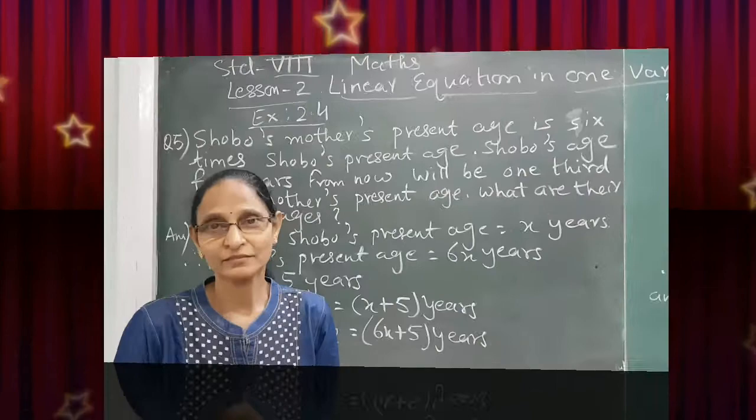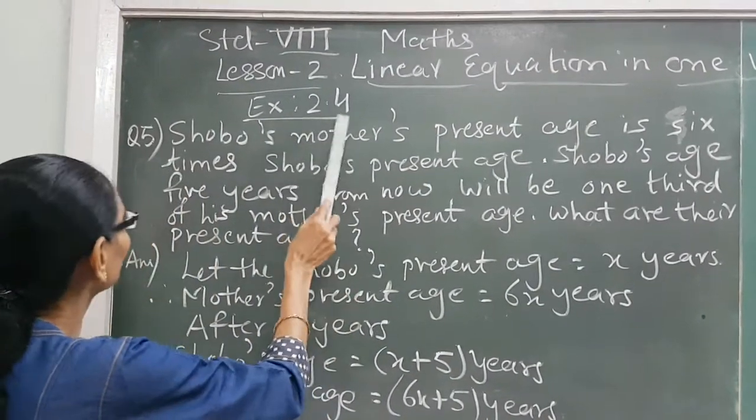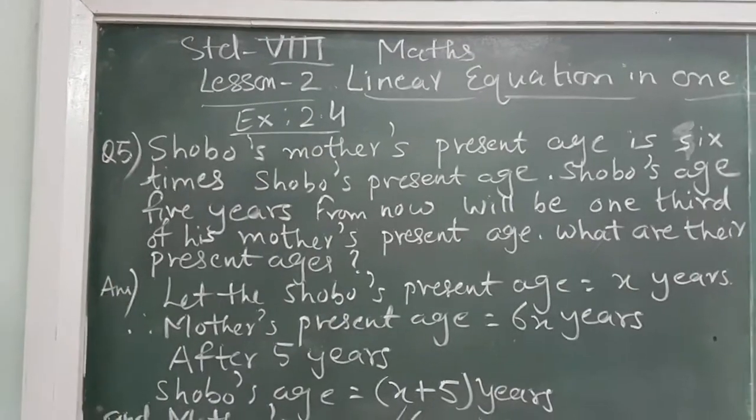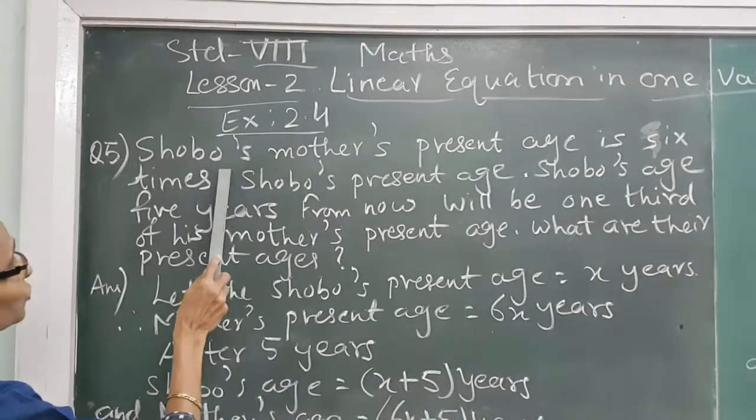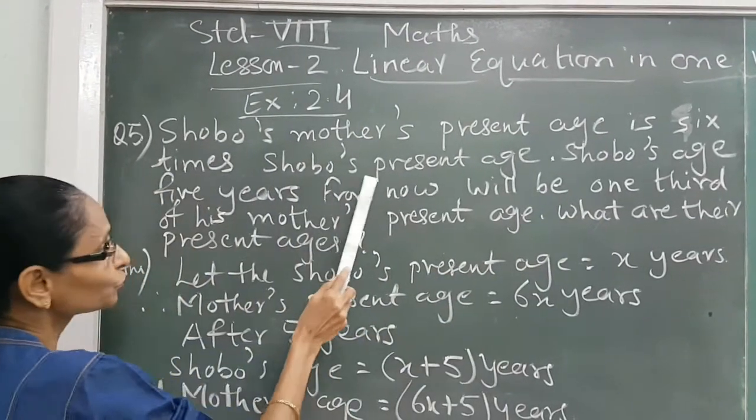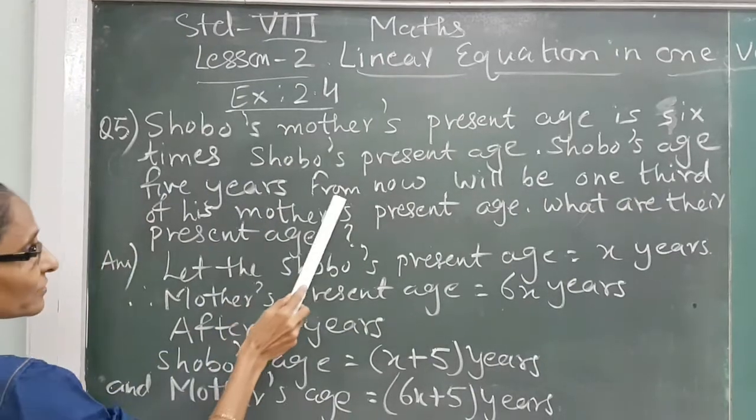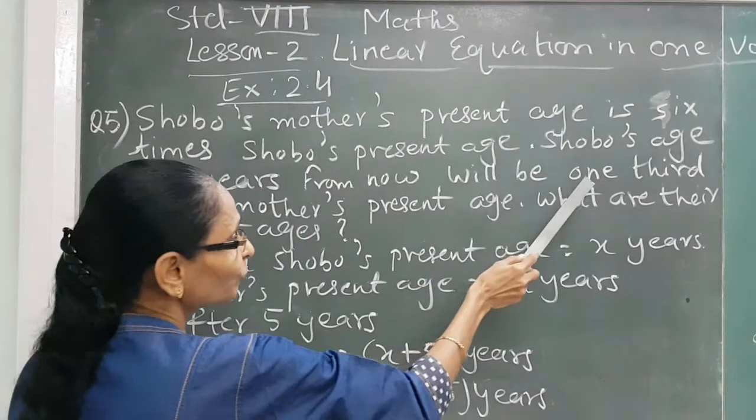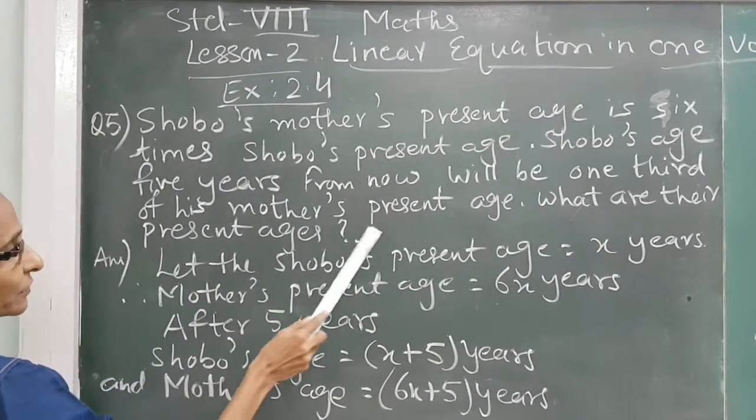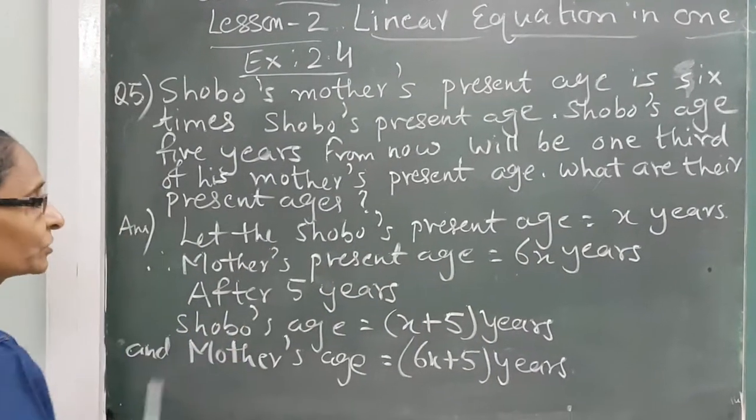Hello students, now we will continue with our exercise 2.4. Now we will start with question number 5. Shobhu's mother's present age is 6 times Shobhu's present age. Shobhu's age 5 years from now will be 1/3 of his mother's present age. What are their present ages?